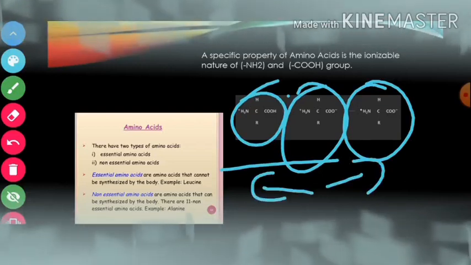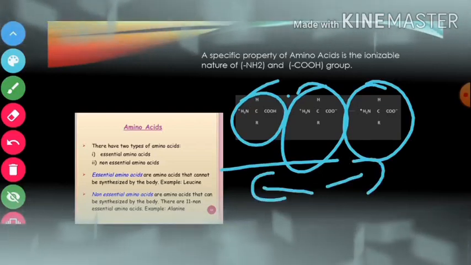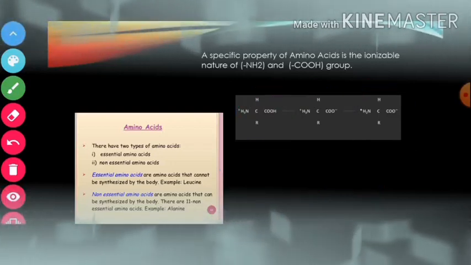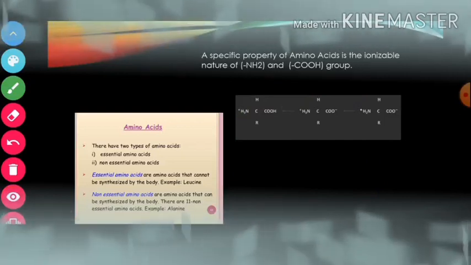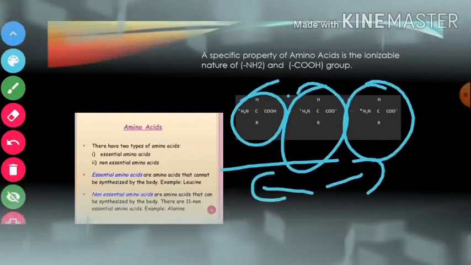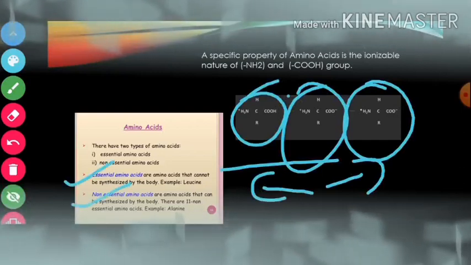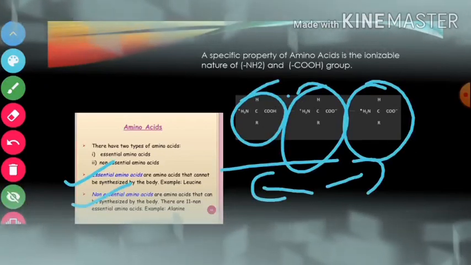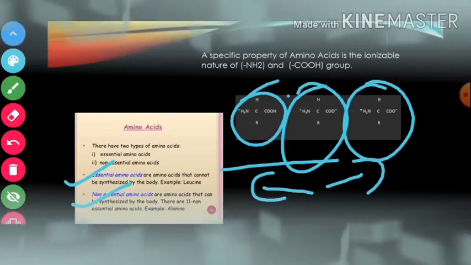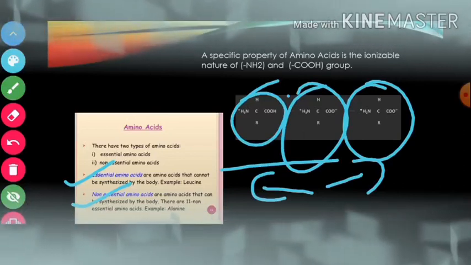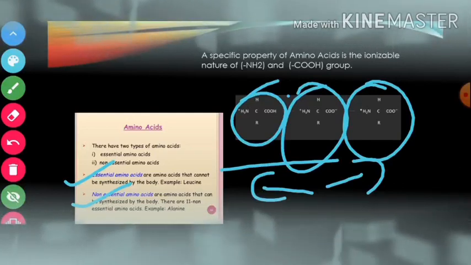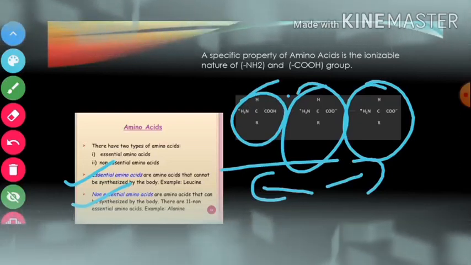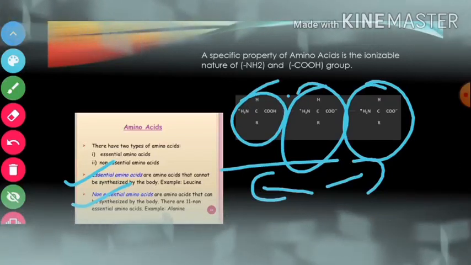And lastly, the amino acids are classified into two groups with regard to human nutrition. First one is essential amino acids and second one is non-essential amino acids. Essential amino acids are amino acids that cannot be synthesized by the body. Example is leucine. And non-essential amino acids are those that can be synthesized by the body. There are 11 non-essential amino acids. Example is glycine, alanine, etc. Right? So children, this is about the amino acids.